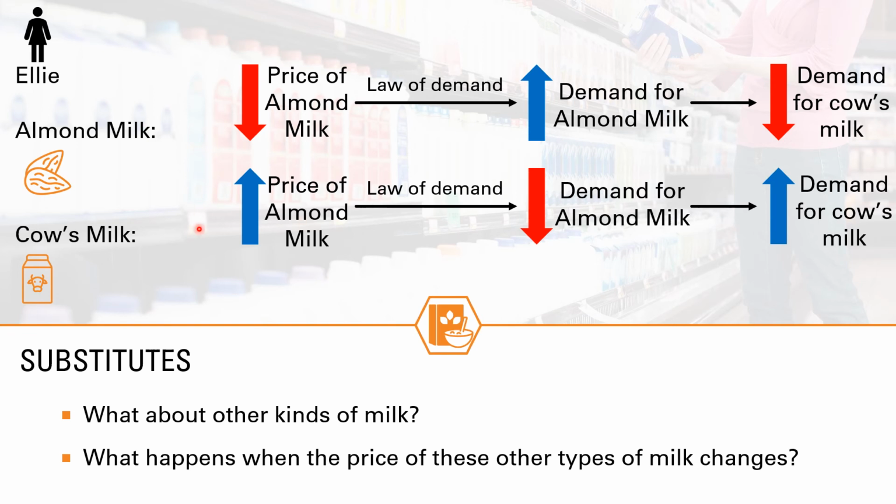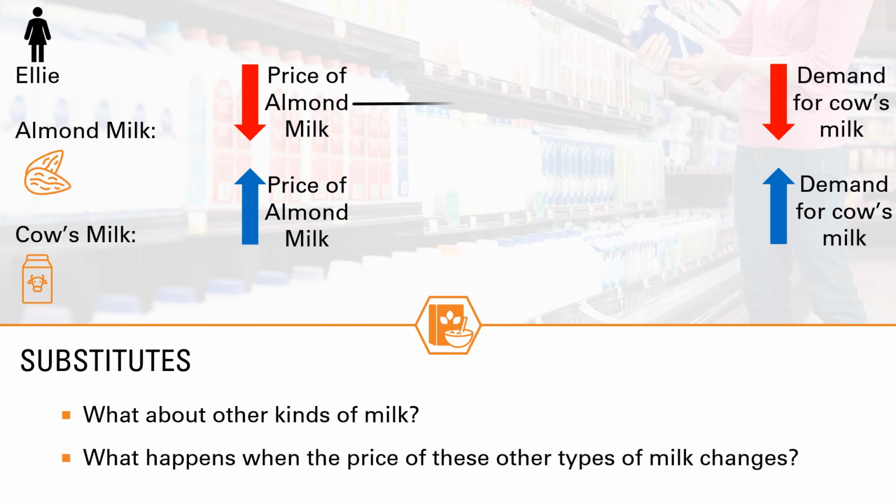If we increase the price of a substitute, the law of demand states that the demand for that substitute goes down. And again, because the demand goes down, that means I'll probably buy more of the good in question. So it's the exact same thing, except one is what happens when we increase the price, the other is what happens when we decrease the price.